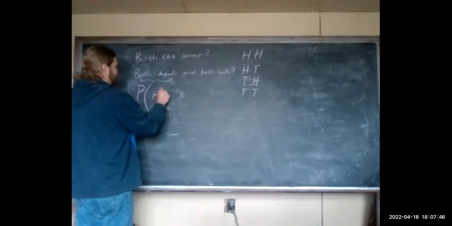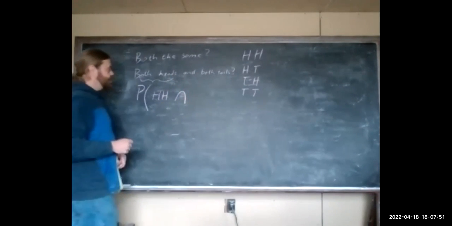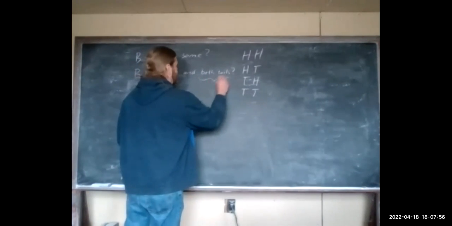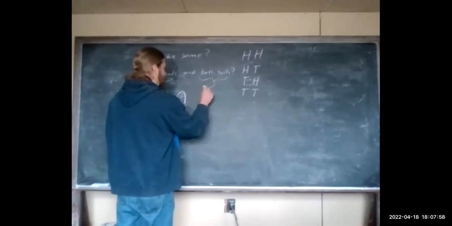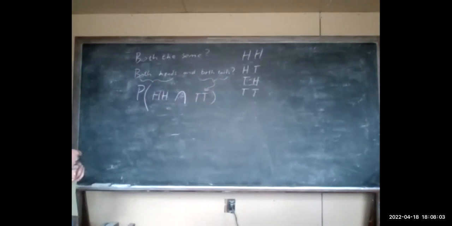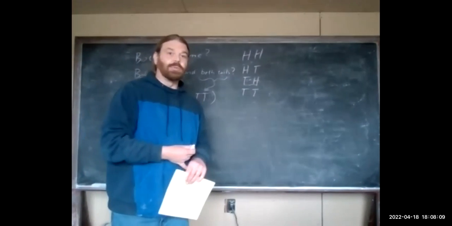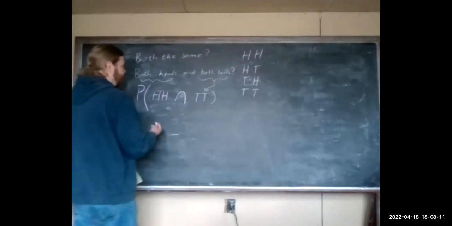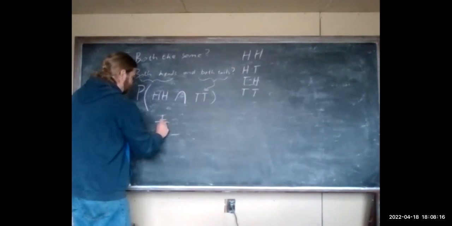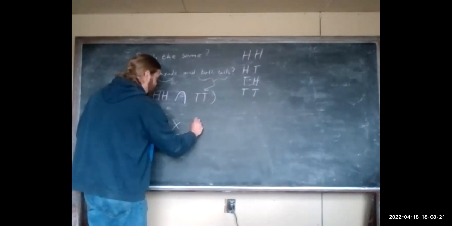Both heads, so I wrote it like this, and there's usually our intersection symbol in mathematics, and both tails comes down, and I wrote it like this, and well, we have an and probability, so add the ors, multiply the ands. Two heads shows up 1 out of 4 times. Multiply the ands, and two tails shows up 1 out of 4 times.